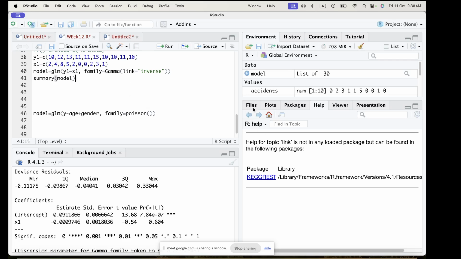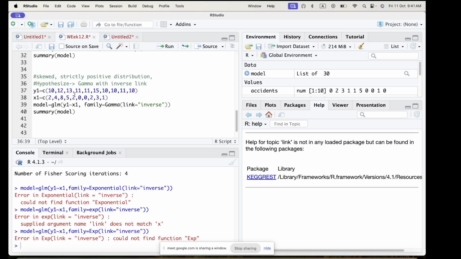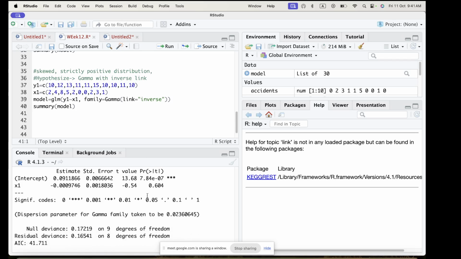So if I do have a highly skewed and strictly positive distribution, I could hypothesize that it is a gamma distribution with inverse link. We can fit the model as this: GLM with family equal to gamma and link equal to inverse, and this will give us a summary of the thing.